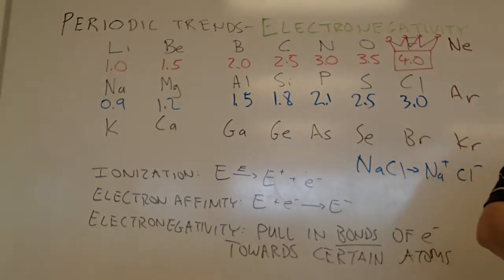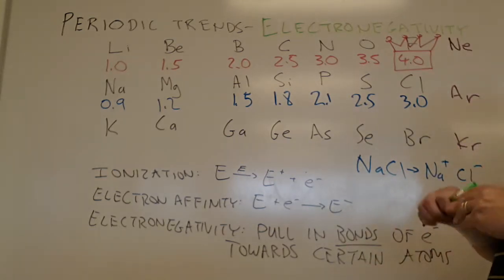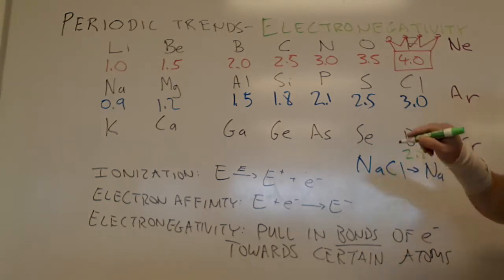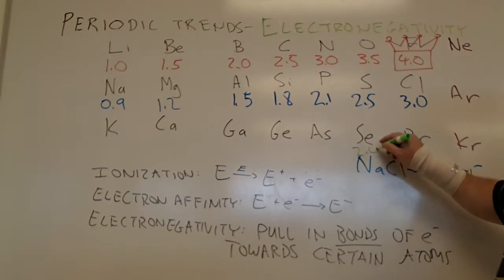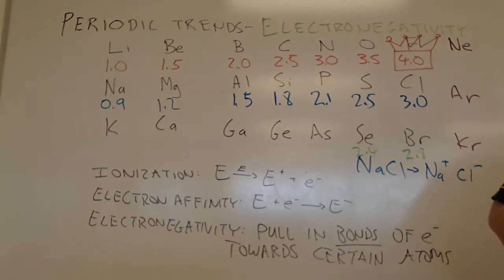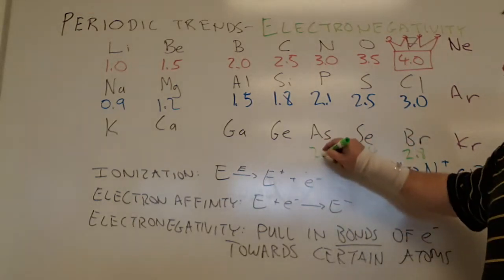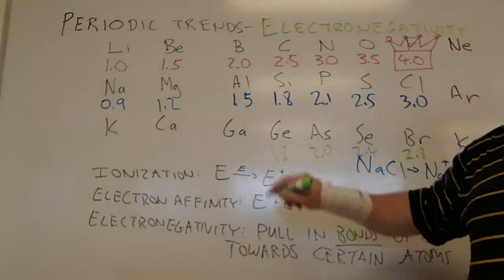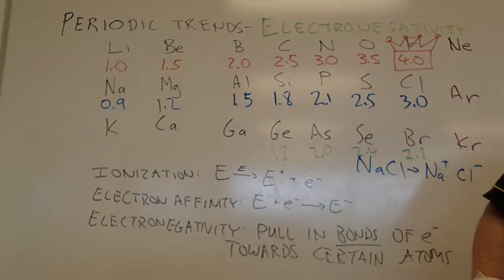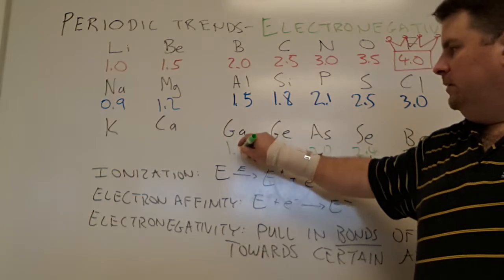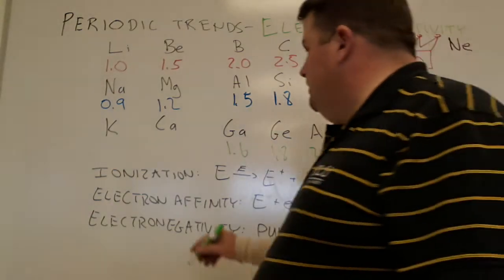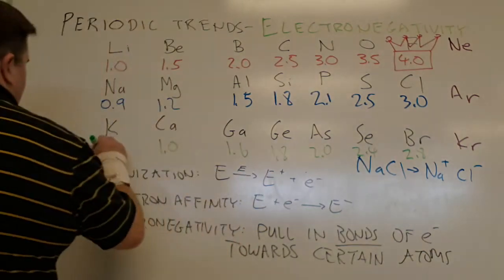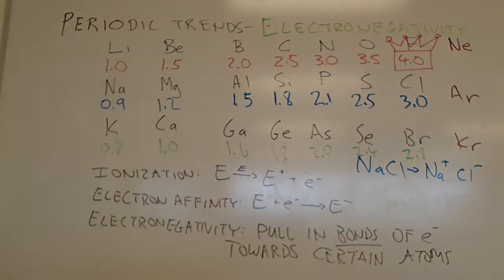On the next row, I look at bromine, I get a 2.8. Selenium, my value is 2.4. Arsenic is 2.0, germanium 1.8. Gallium is 1.6. And calcium and potassium are 1 and 0.8. Okay? So those are all the values.